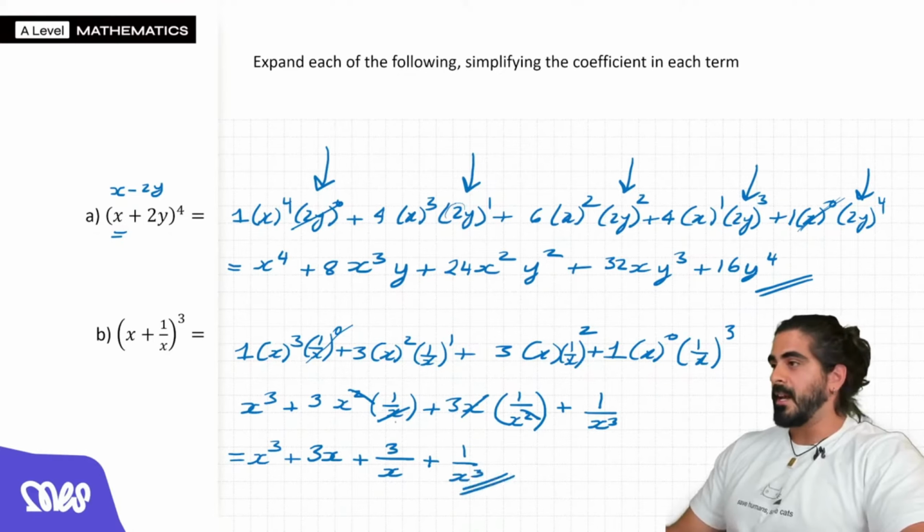Now another thing is, at A levels, they don't give you an answer box, so you must make sure you underline your answers.